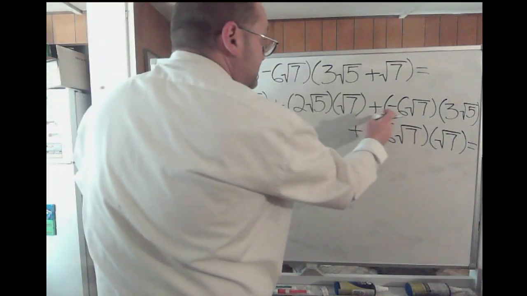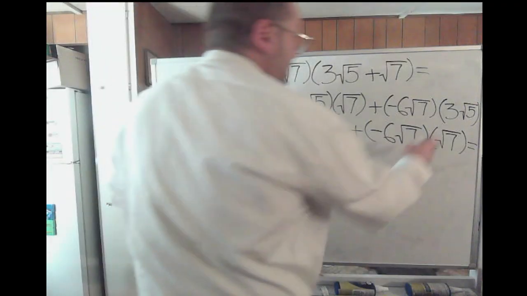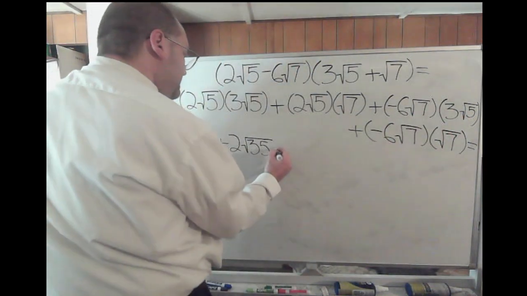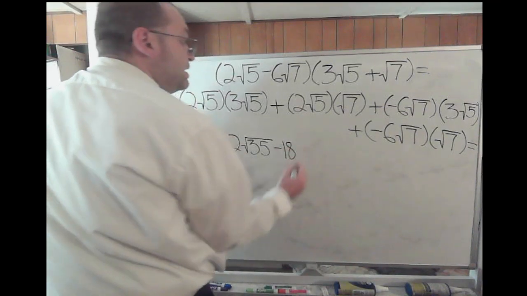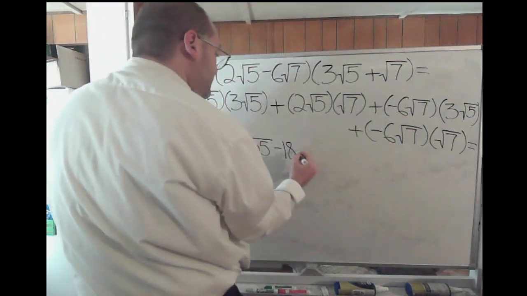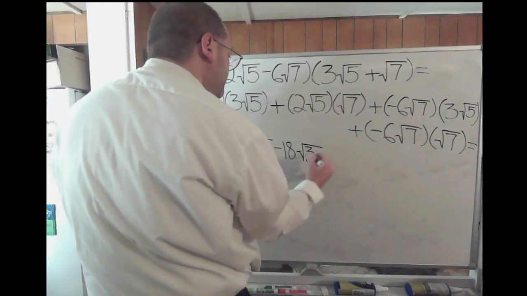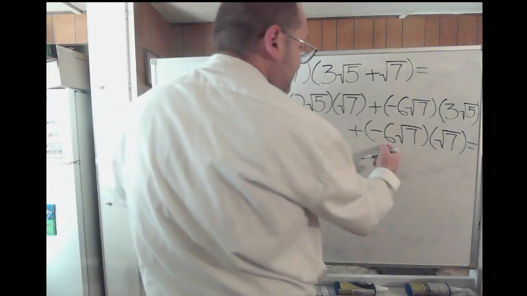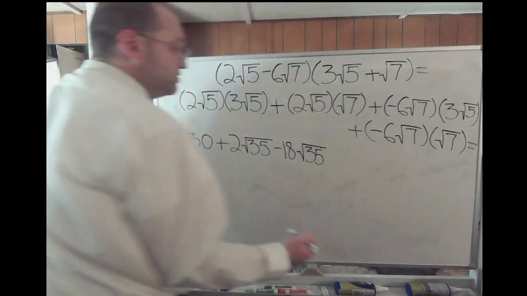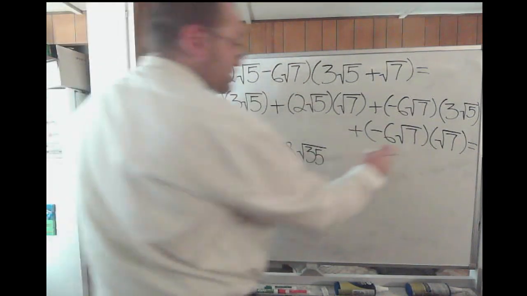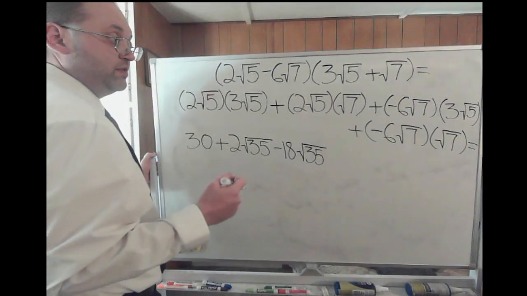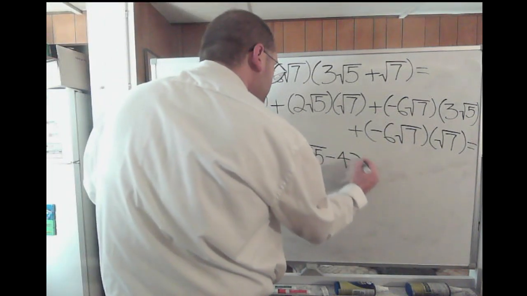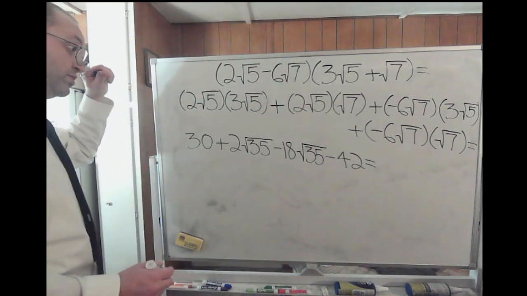Then you have plus negative 6 times the square root of 7 times 3 times the square root of 5. Well, negative 6 times 3, that's negative 18. And then square root of 7 times square root of 5, that'd be times the square root of 35. And then last but not least, you have negative 6 times the square root of 7 times square root of 7. Well, square root of 7 times square root of 7 is 7, right? Then so you just take 7 times negative 6, you would end up getting minus 42. Now we can go through and simplify this.